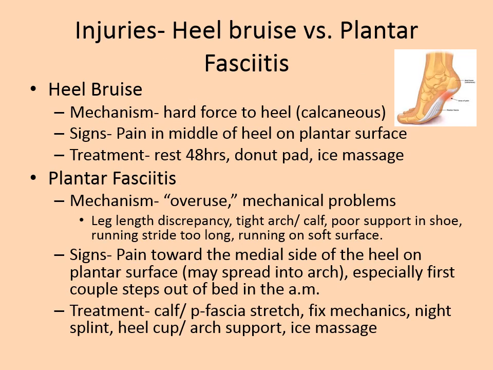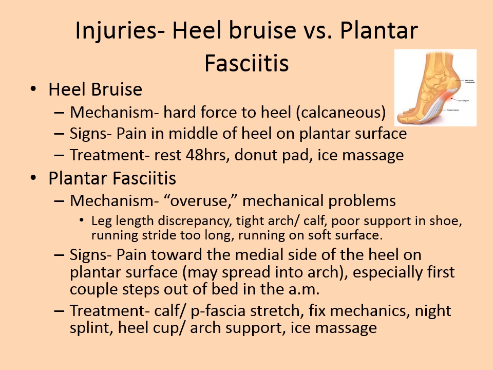Jumping into some injuries. We have two different injuries on this slide, partially because I like to compare and contrast injuries that are similar that could get confused with each other. So occasionally I'll have two injuries on a slide instead of just one, and this is one of those slides.